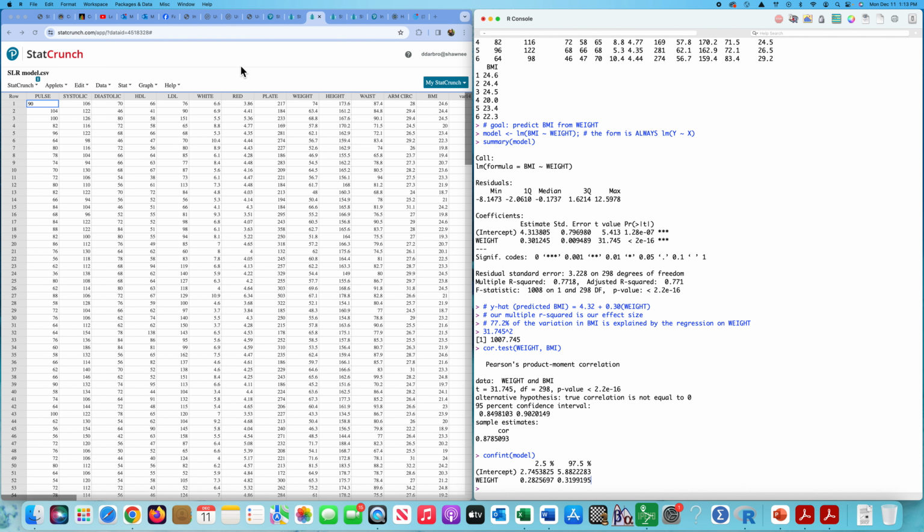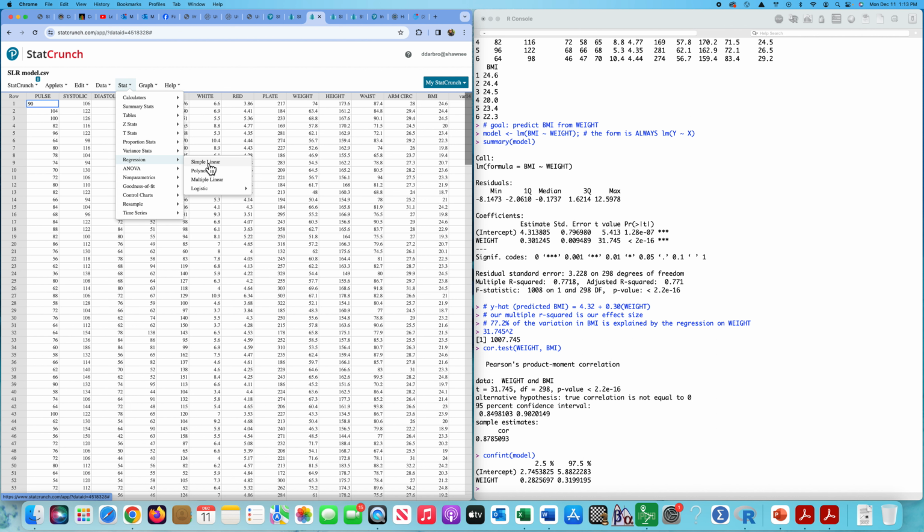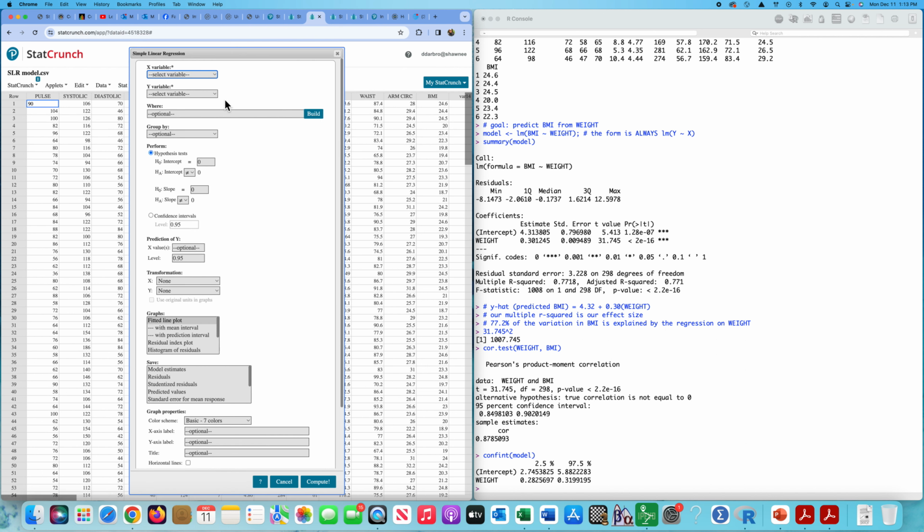Okay, now it turns out over here, this is super easy to do, and I like the simplicity of this. After you get your data loaded into StatCrunch, just go to Regression, Simple Linear. Select your X variable, and this is a little different. Over here, the Y variable goes first. Over here, the X variable goes first. You just have to remember those things. Have to tattoo them to the brain. So I want weight to predict BMI.